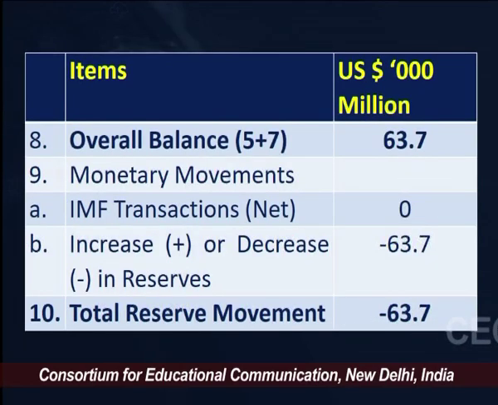So, overall balance of both the items is 63.7. Now, monetary movements will also happen, but here in this year we are showing IMF transaction net 0, neither we have paid the debts or we have taken the drawings. So, increase or decrease in reserve, plus and minus, is shown as minus 63.7. So, the total reserve movement is showing a negative figure of 63.7. So, this is how we present the balance of payment account.